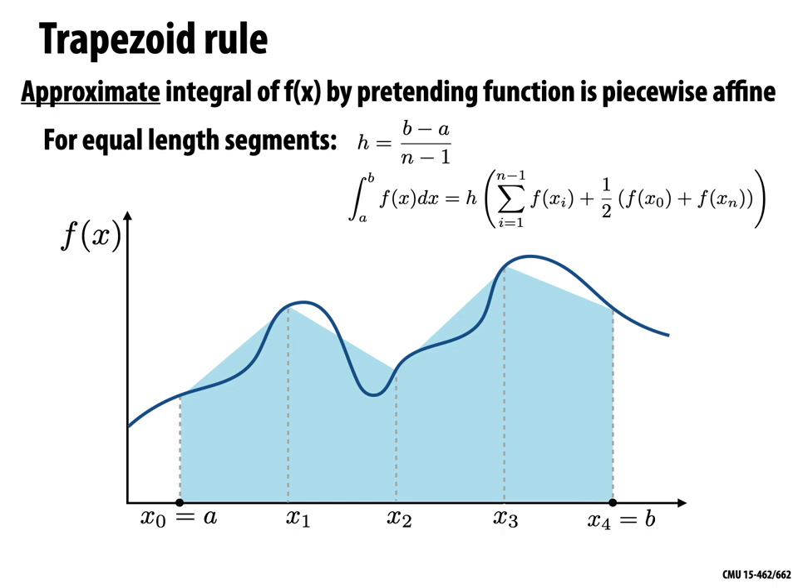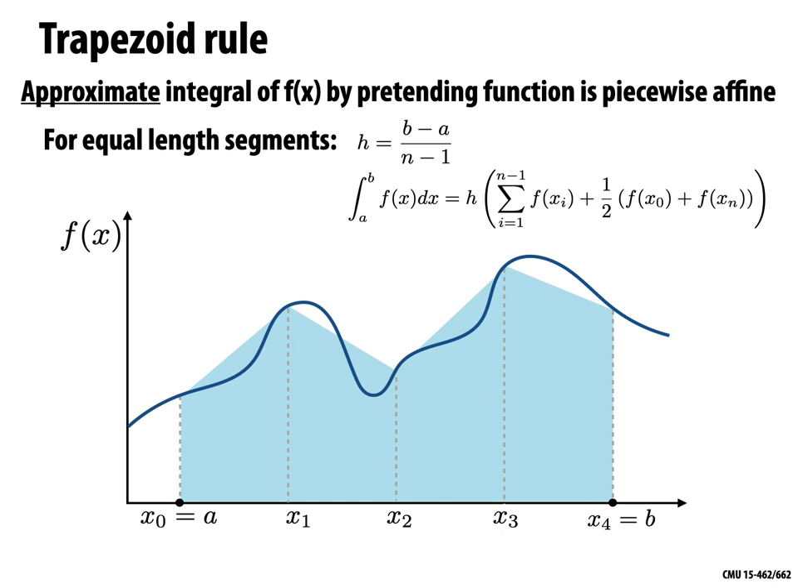So for instance, if I have equal length segments, every interval has size (b minus a) over (n minus 1), then I can write out my integral like this, just by shifting the sum around that we had on the earlier slide. Okay?